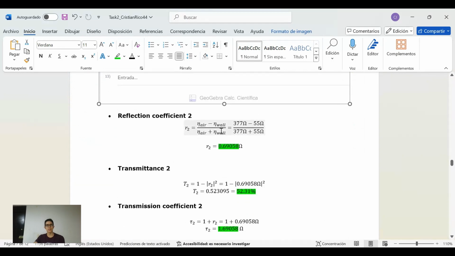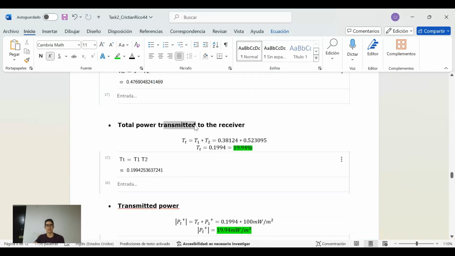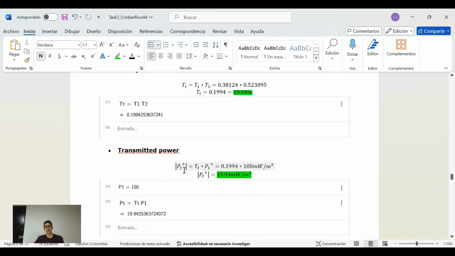Then we have to do it twice, but with different data, because this is the air against the wall. So when we got this, we're going to have two T's, that is to transmit. So we're going to see what is the total transmitted power, and it's just by the multiplication. So we got 0.1994, that is actually 19.94%. We can look at the GeoGebra evidence. The transmitted power is just PT plus, it just multiplies the power with the total transmittance, and we got this power.